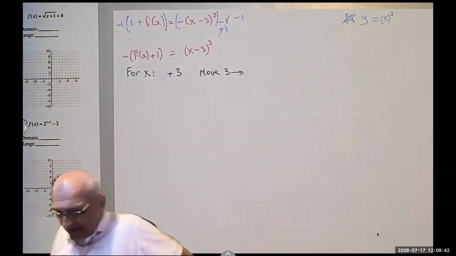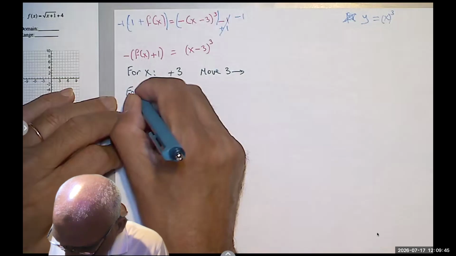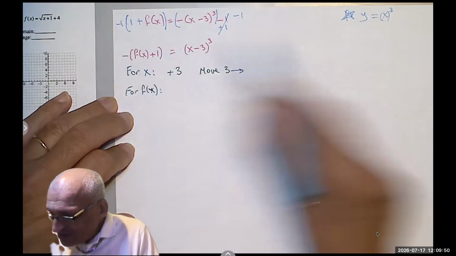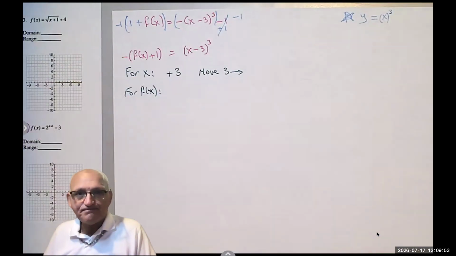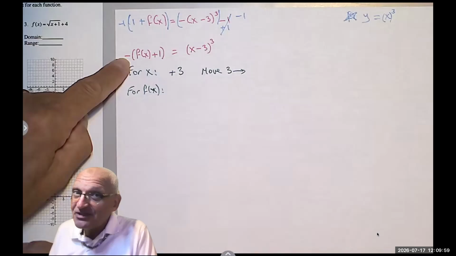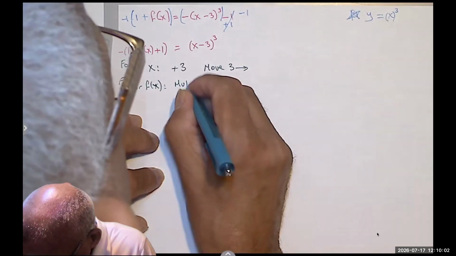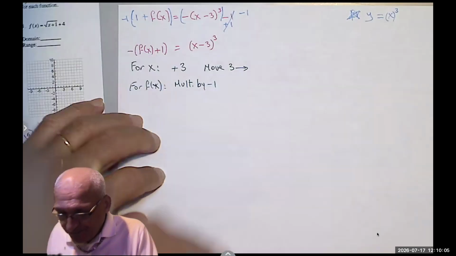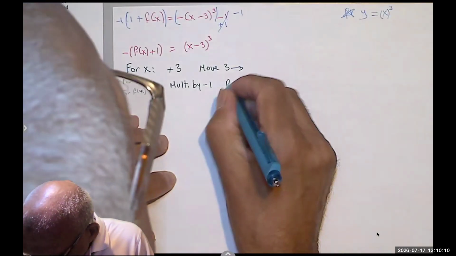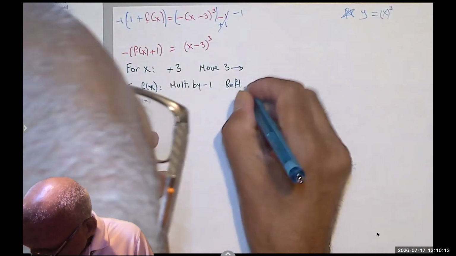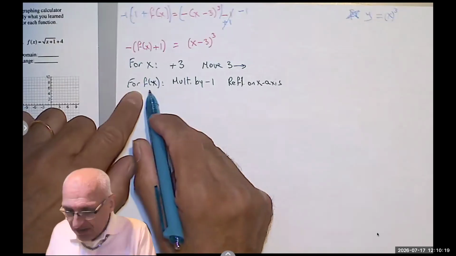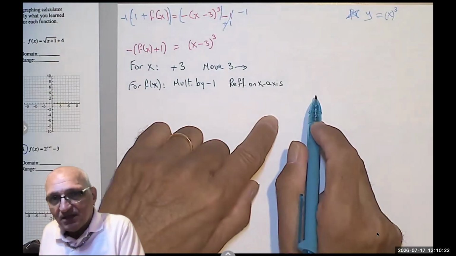Now, let's move to the left-hand side, for f(x), which is the y. How do I make the left-hand side be just y, or just f(x)? I cannot subtract or add because I have a negative sign. So the first thing I do is multiply by −1. When I multiply the y by −1, it means I reflect on the x-axis. Be careful here. If I multiply the y, I'm reflecting on the x-axis.